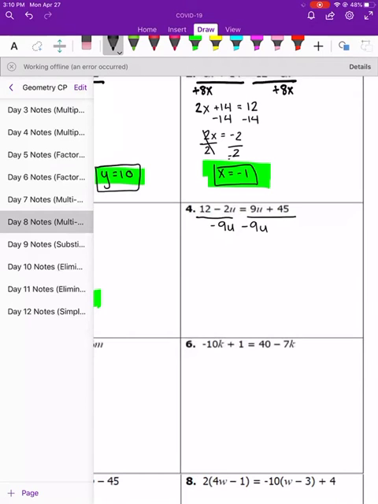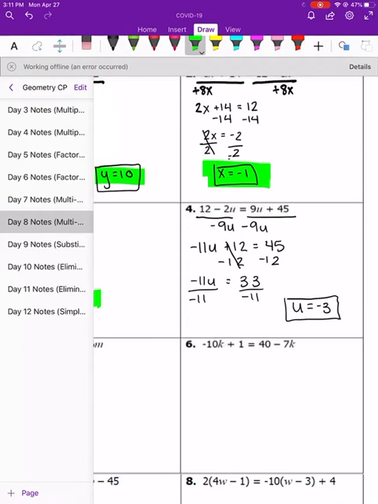So this is going to give me a negative 11u plus 12 equals 45. Subtract 12. So negative 11u is going to equal 33. And if I divide my last step by negative 11, this is going to leave me with u equal to negative 3.